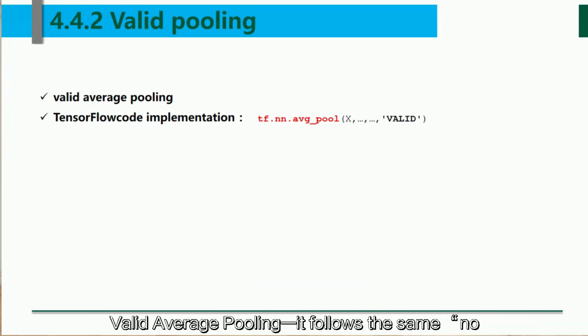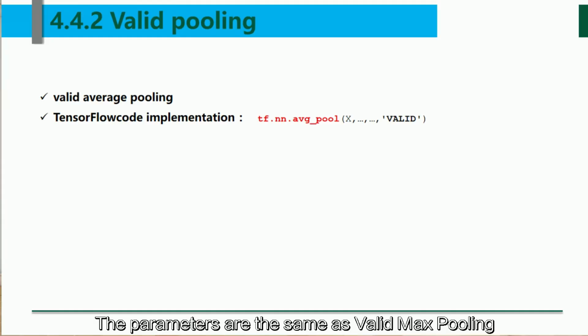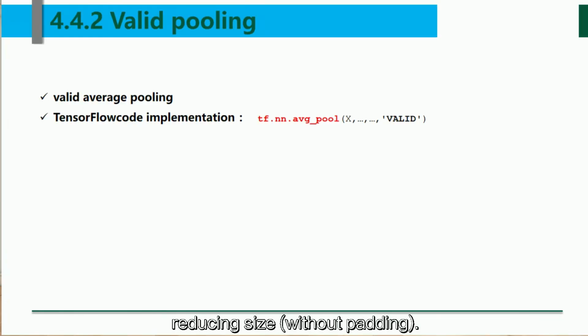Finally, valid average pooling. It follows the same no padding rule as valid max pooling, but calculates the average of valid windows instead of the max. TensorFlow implementation: use tf.nn.avg_pool with padding equals valid. avgpool equals tf.nn.avg_pool(x, size, strides, 'VALID'). The parameters are the same as valid max pooling, only the function name changes. Use this when you want to smooth features while reducing size without padding.